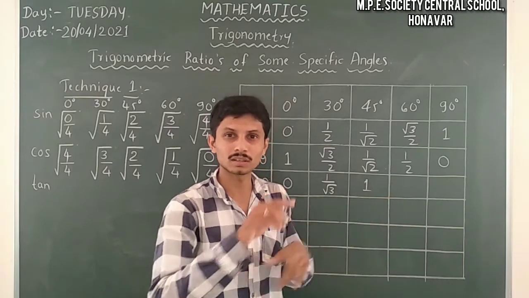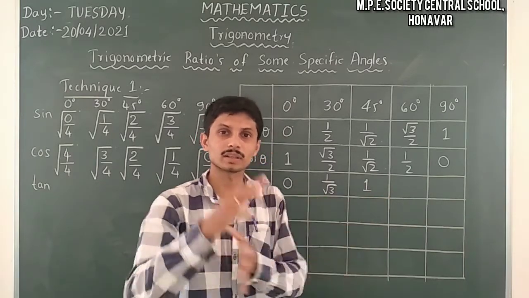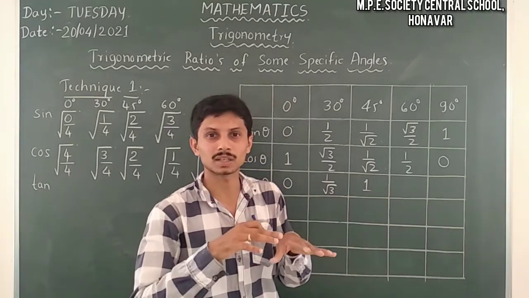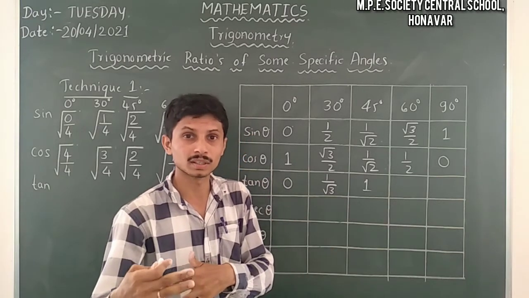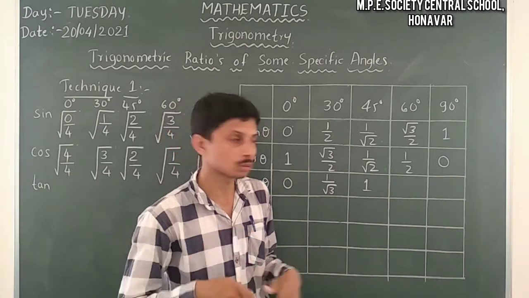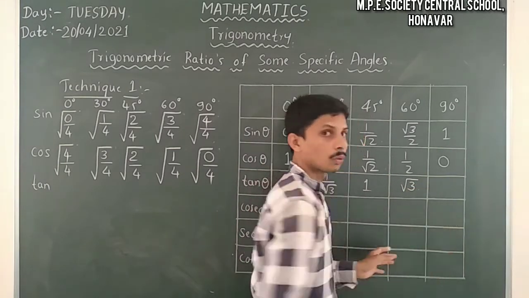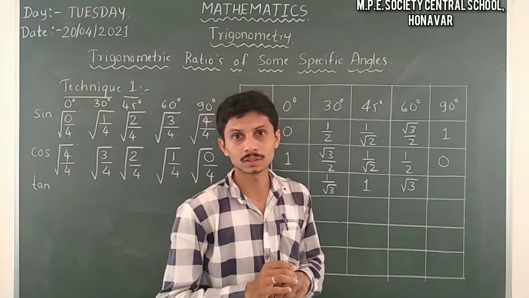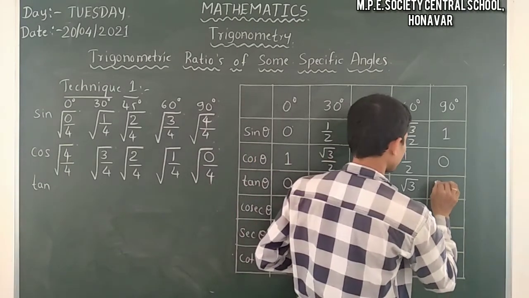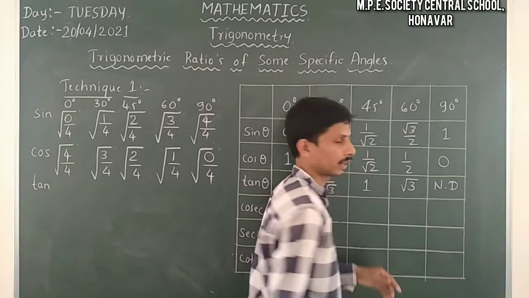Then root 3 by 2 divided by 1 by 2. You can take the denominator into the numerator, that is the reciprocal of the second fraction. Then the 2 cancels, so here root 3 remains. And 1 by 0, you already know that it is not defined. I will write it as ND, not defined.